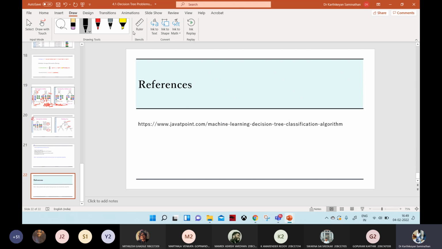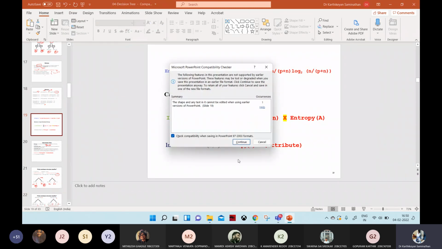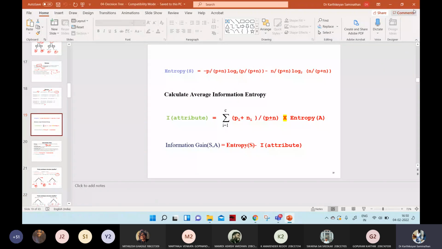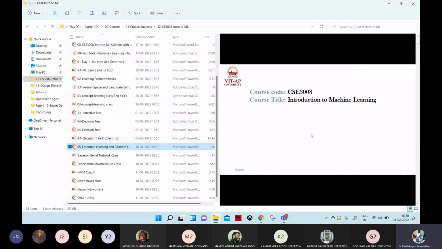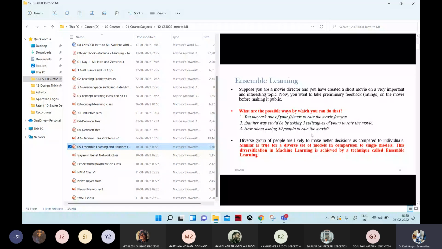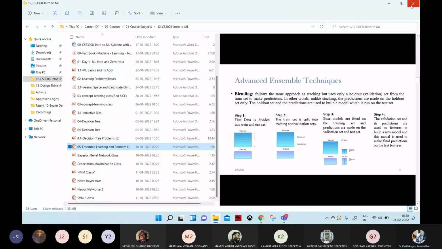Now there are 3 to 4 questions given in this PPT, both the PPTs. You try to solve the same problem again first, then later you can go with any other new problem. You take any table and start identifying positives and negatives. That is what the decision tree is all about. The next class will start with ensemble learning followed by random forest. With that your first unit gets over.